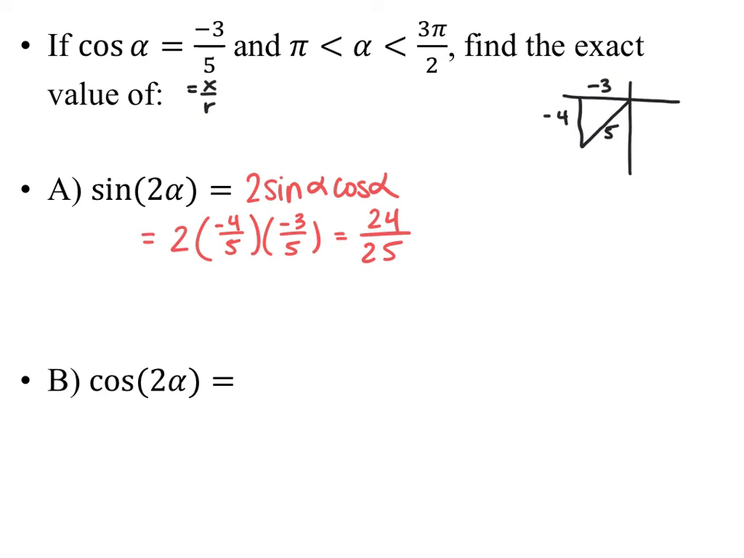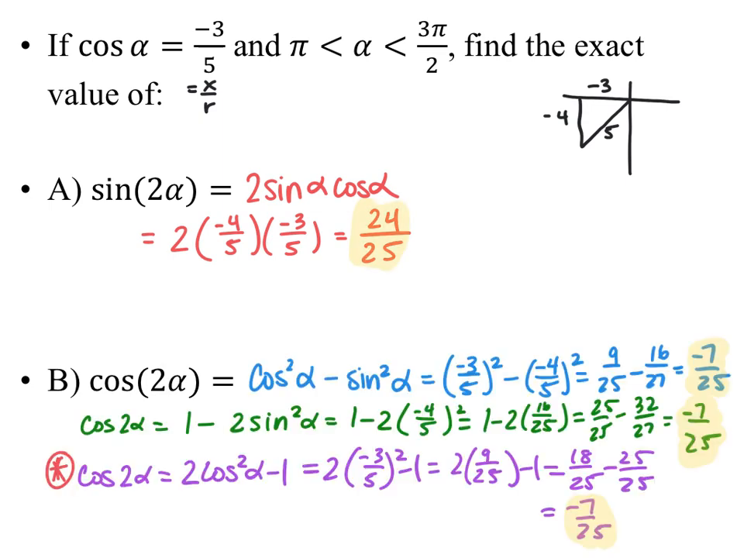If you haven't already done so, go ahead and pause the video and do cosine of 2 alpha. For this one, it doesn't matter which of the 3 versions of the cosine double angle formula you chose. I put all 3 of them out, just depending on which one you did. Personally, I would do the bottom one because I'm given cosine, so I would choose the one that just had cosine, so I didn't have to think about any extra work. But whichever one you choose, it doesn't matter. You plug in cosine is negative 3 over 5, sine is negative 4 over 5, square it, simplify. Whichever version you use, you should have ended up with negative 7 over 25.